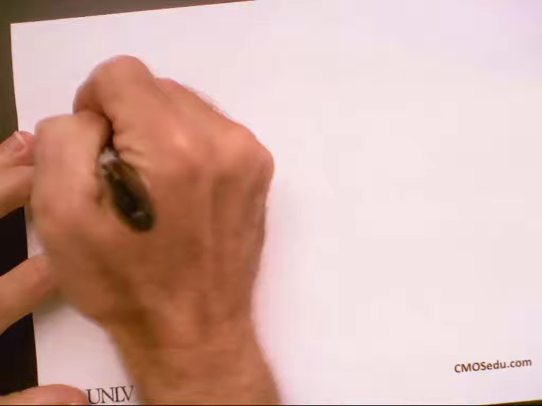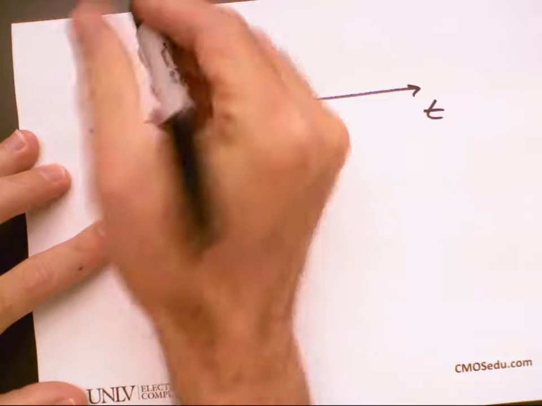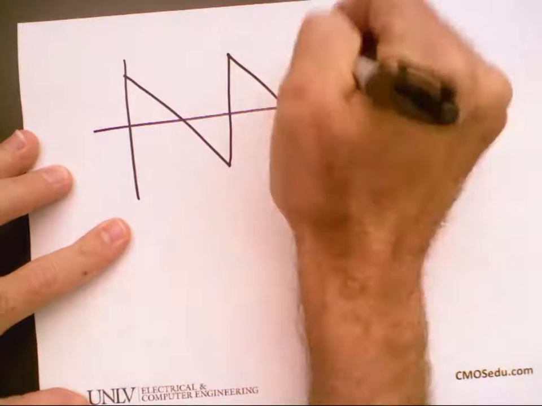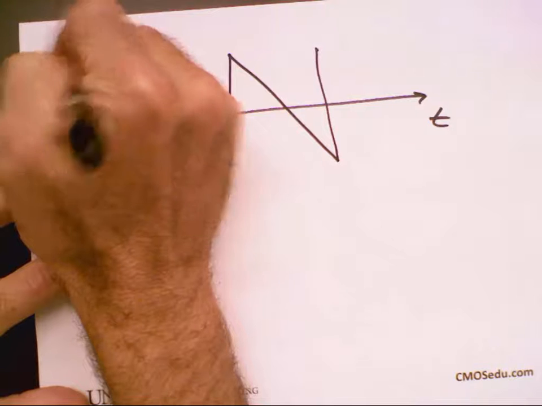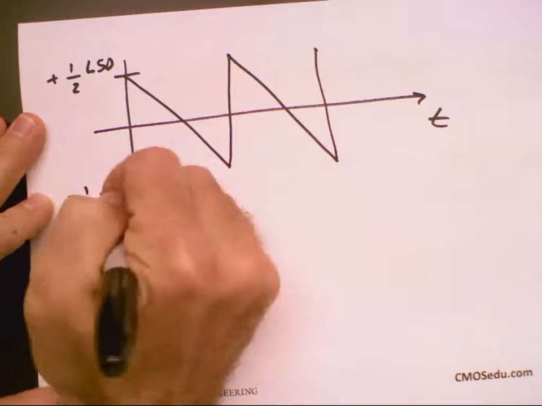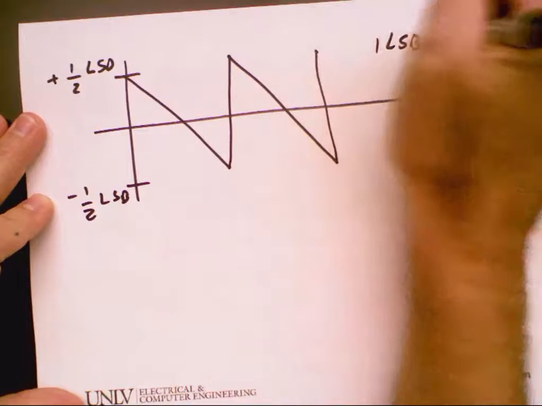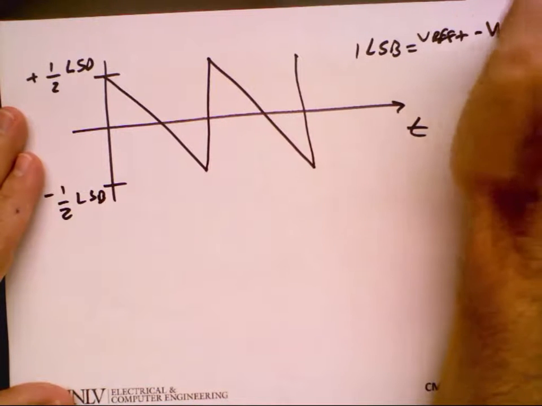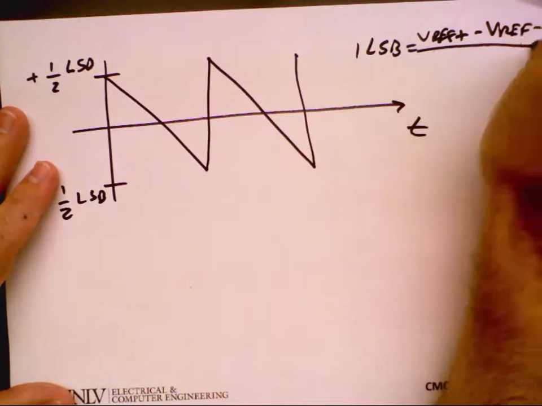Okay, and we did a sim on this last time, and if you recall, what the sim looks like is the following. With time, it's a waveform that looks something like this. And this is plus 1/2 LSB, and this is minus 1/2 LSB. And 1 LSB is what? Yeah, Vref plus minus over 2 to the n.